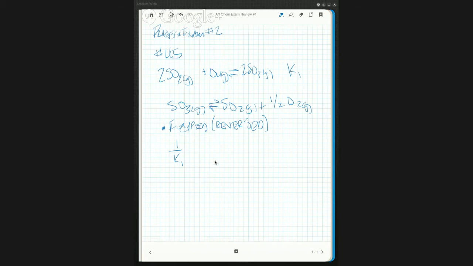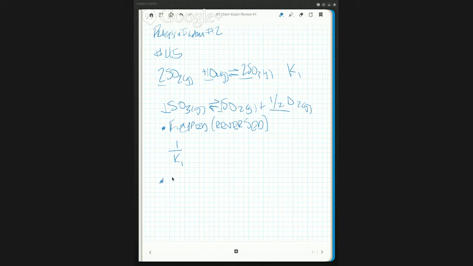And then you'll notice that each of the coefficients have been divided by 2. So the 2 is divided by 2, and you get 1 for the SO3. The 2 SO2 is divided by 2, you get 1 SO2. The 1 for the O2 gets divided by 2, and you get 1/2. So if you divide it by a number, then you have to square root it or cube root it or whatever. You need to take the root of that number. If you multiplied the whole thing by 2, then you would square the whole thing. You give it the exponent.